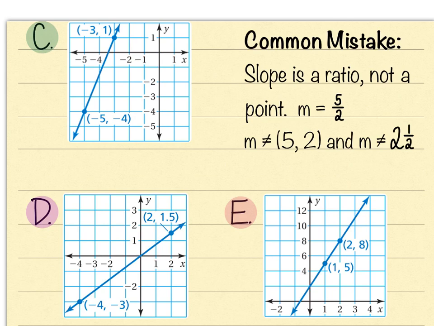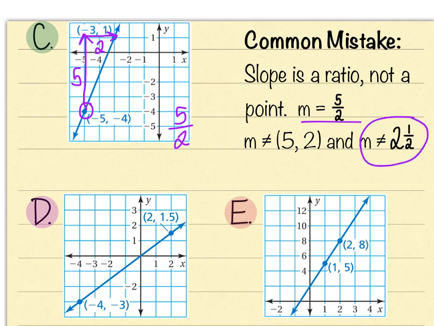Example C, I'm going to start here at the left point. I just like to start at the left point, whether that's top or bottom, doesn't really matter. I just like to start at the left. I'm going to rise 1, 2, 3, 4, 5. It's a +5. I'm going to run to the right, making this a +2. So my ratio is 5 over 2. Now, we're going to leave that as 5 over 2. We are not going to write that as a mixed number.